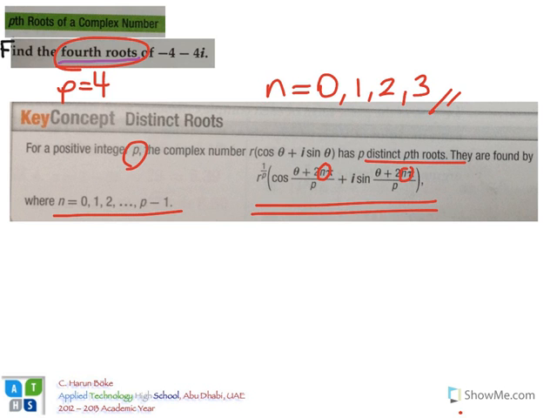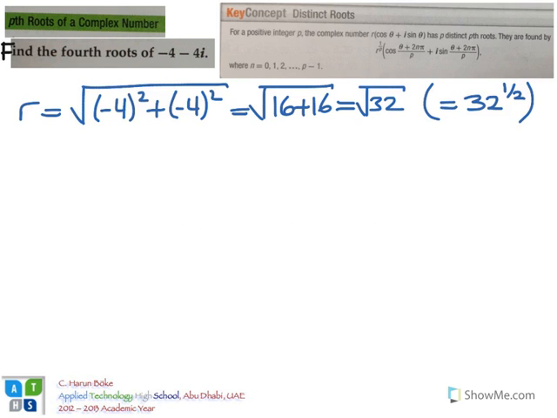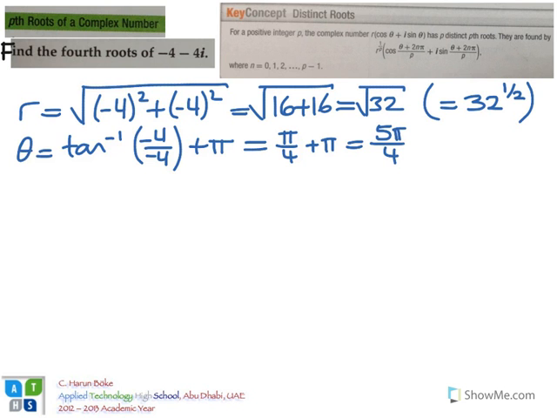So that's the idea. Of course, before we start, we have to change our rectangular form into polar form, which means we need to find r, we need to find theta. So let's start solving. When we calculate r, we find square root of 32 and theta to be 5 pi over 4. Now, for p is 4 and n is from 0 to 3, the 4 values, let's substitute all the values and get a general form of our roots.